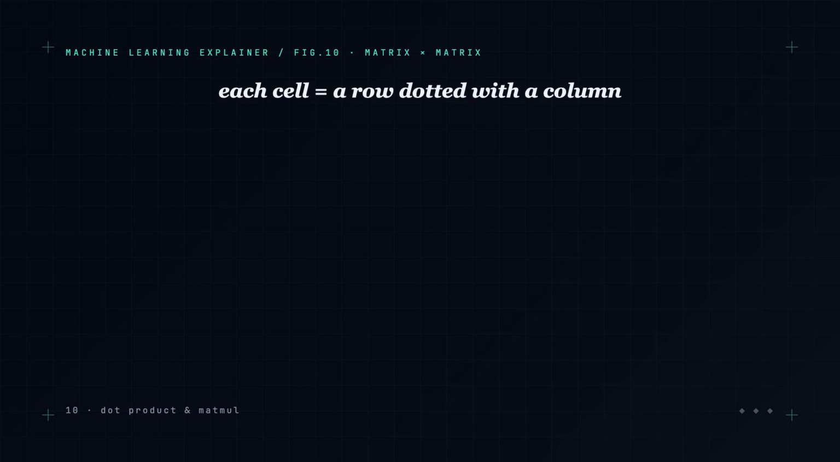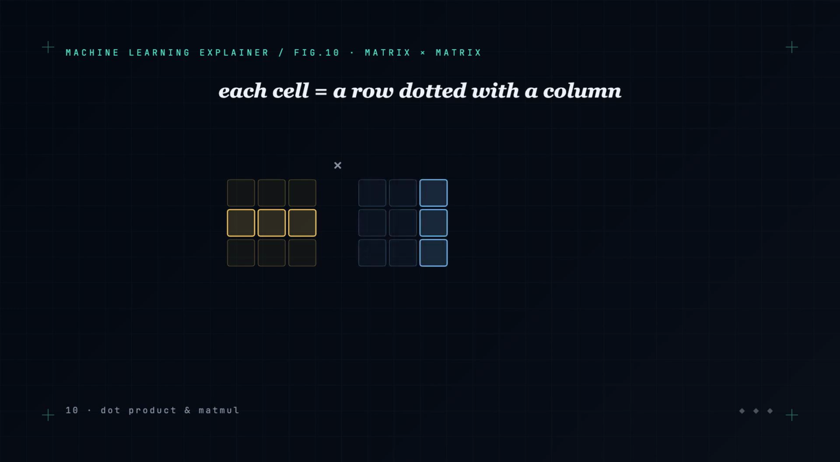Step up once more, matrix times matrix. Every cell of the result is the dot product of a row from the first matrix with a column from the second. Row 2, column 3 dotted together lands in position 2, 3. Do that for every row column pair and you fill the whole output grid. It's just a lot of dot products organized neatly.